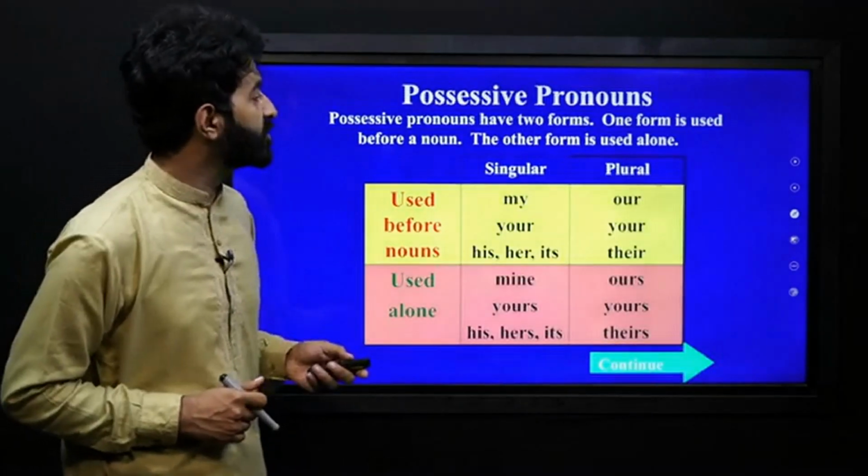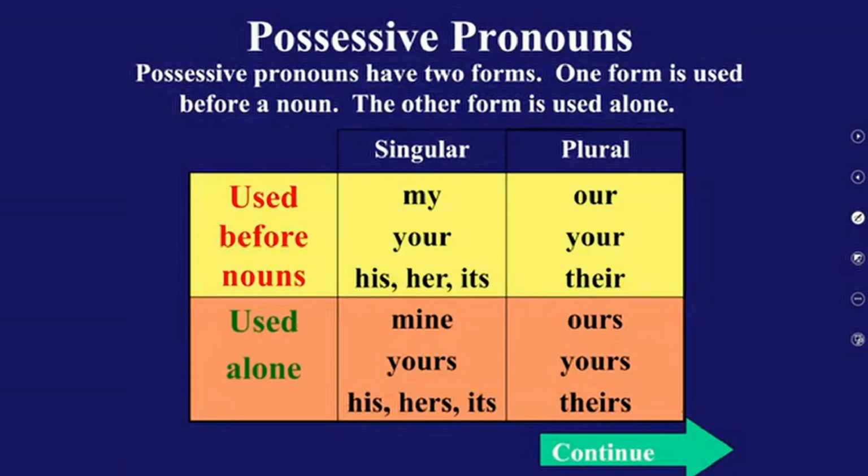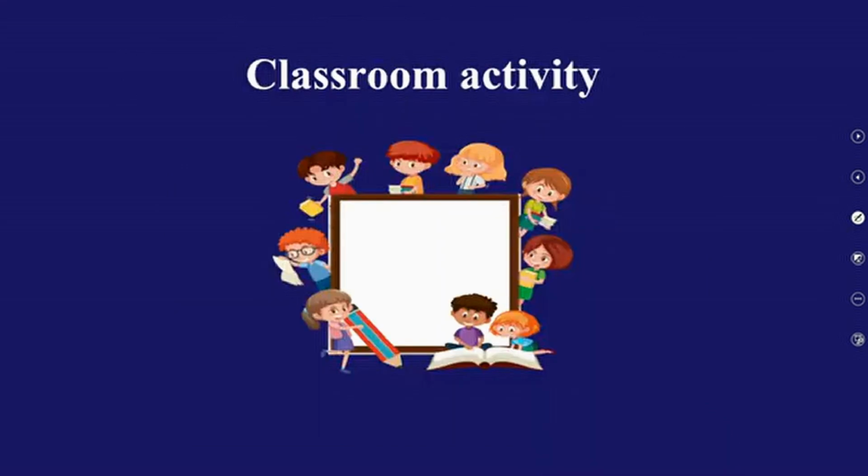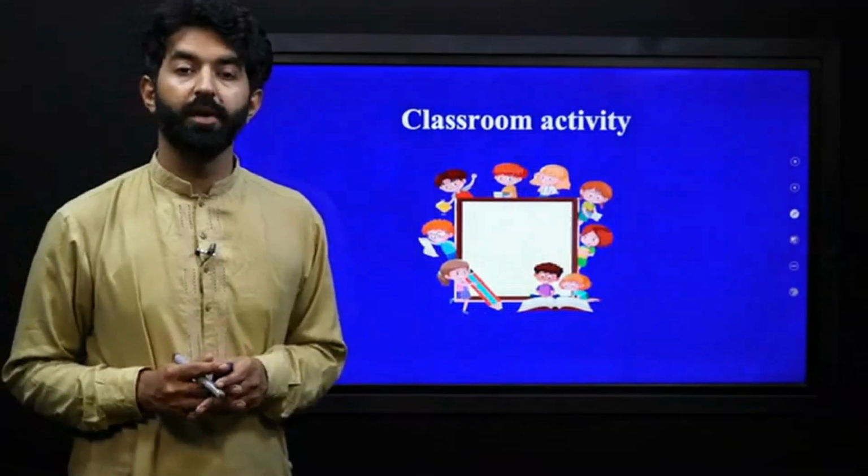Here, possessive pronouns have two forms. One form is used before a noun, the other form is used alone. Let's see. My, your, his, her, or its is used before the noun. The plurals are also mentioned alongside: our, your, and their. And mine, yours, his, hers, or its are used alone, as well as ours, yours, and theirs. So we are very much clear about these concepts.